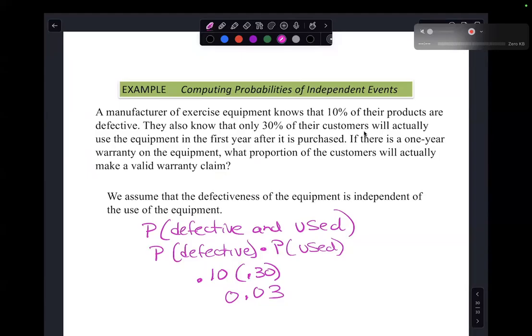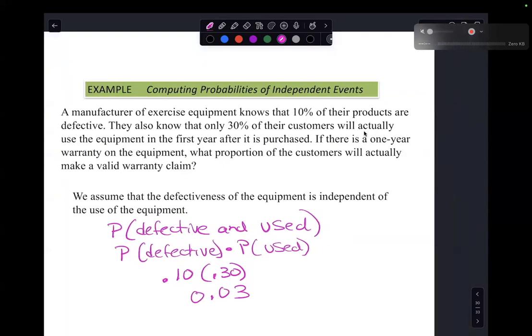Any questions so far? Not that I think this is every appliance in my house right now. Totally get that. All right.